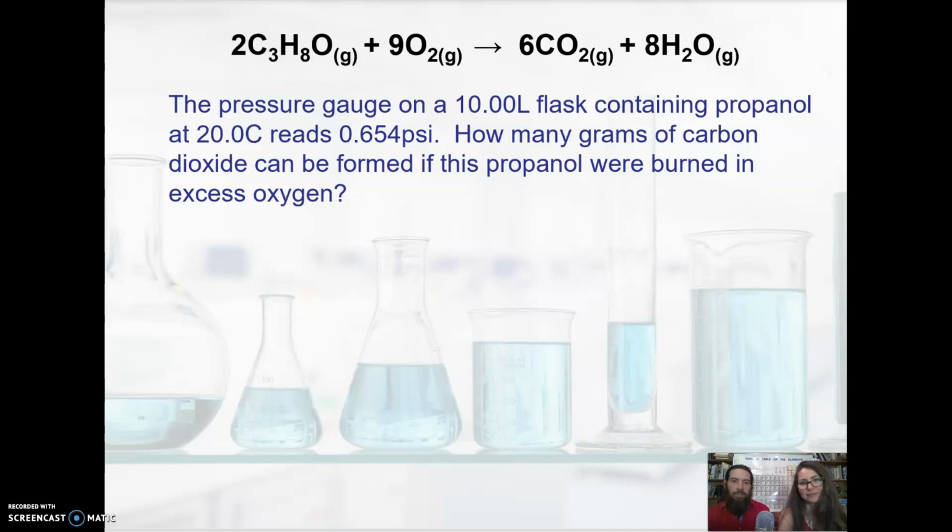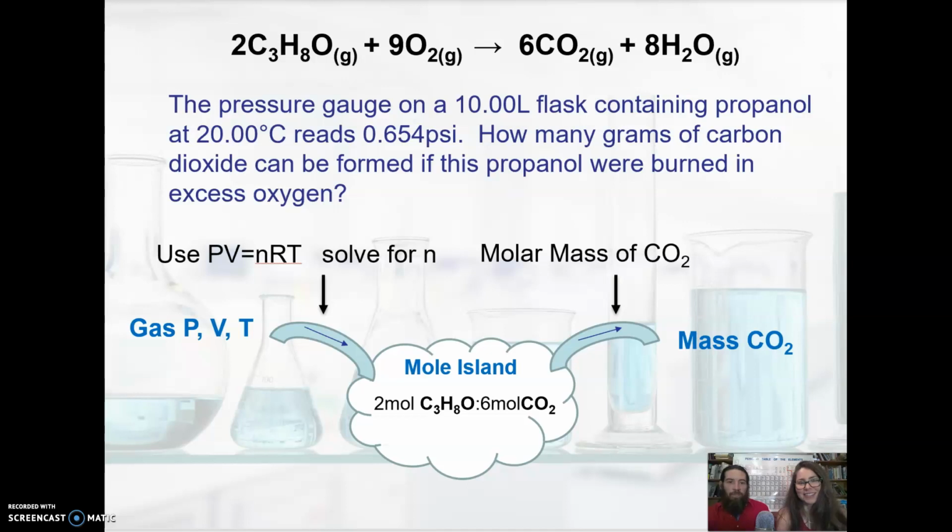So the first thing to do is figure out how many moles of propanol do we have. So go ahead. Okay, so here's our roadmap, so to speak. We have our conditions for a gas, and we have enough information that we can solve for moles. That gets us onto mole island, but that's with the propanol, the C3H8O. Then we can use our mole-mole ratio, which is our coefficients from our balanced equation. Make sure you balance your equation. And then that converts it into CO2.